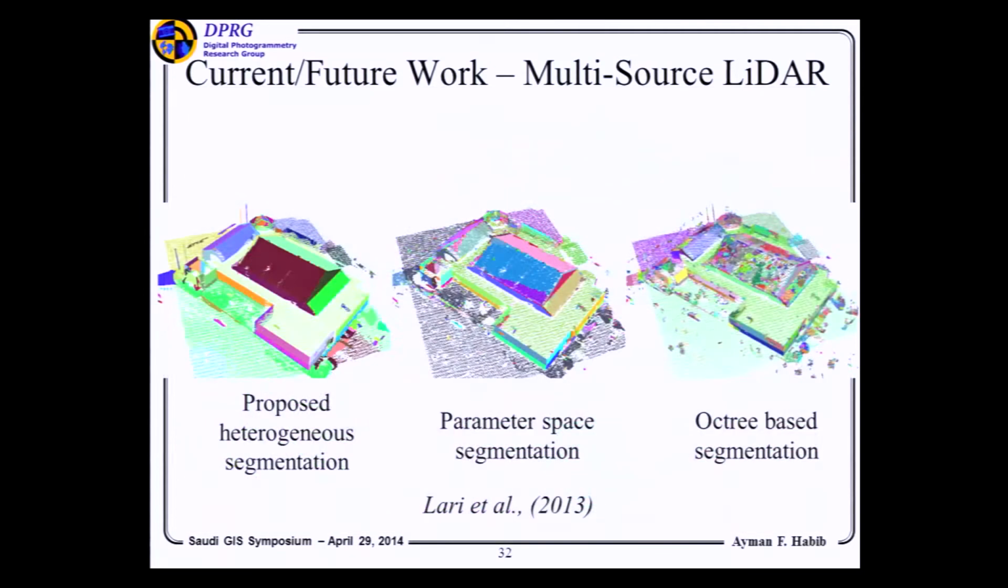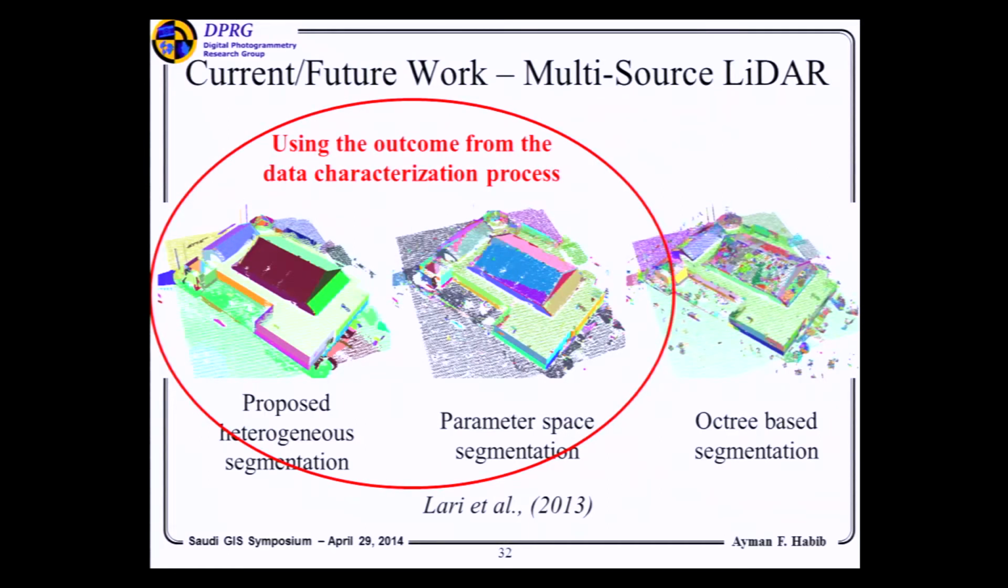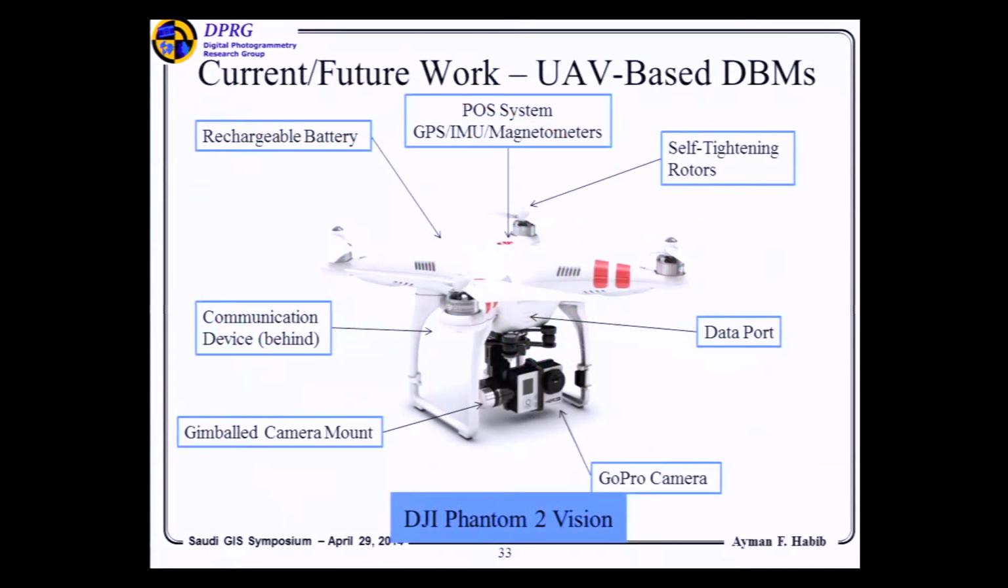And then at the end, what I'm showing is that the last, the far left two results, are the results when you consider the point characterization, like the noise level and the point density distribution. The last thing which I would like to talk about, and I saw a very good link between this and what Dr. Abdullah was presenting, is UAVs.